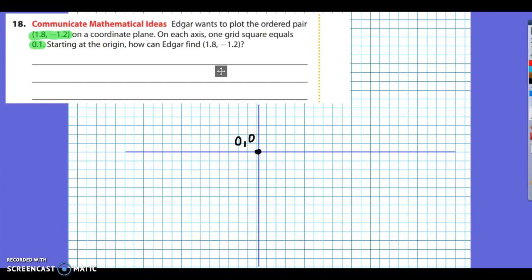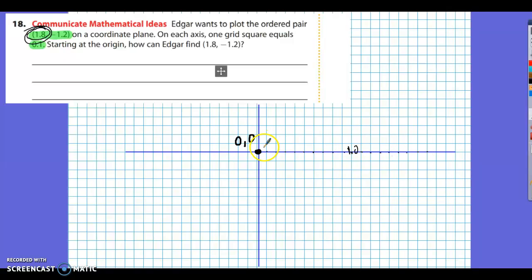So what are we going by? We're going by 0.1. So I need to get this far onto the x-axis, and I'm going to count by 0.1. So this would be 0.1, 0.2, 0.3, 0.4, 0.5, 0.6, 0.7, 0.8, 0.9, 1.0. So you count over 10 spots just to get to 1.0. And then how far do I have to go? I have to go to 1.8, so I have to go 8 more spots. 1, 2, 3, 4, 5, 6, 7, 8. It's right here. That's 1.8.